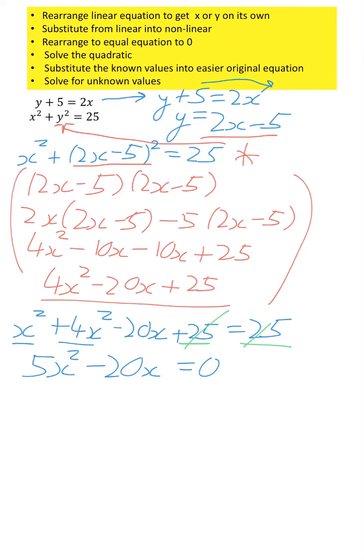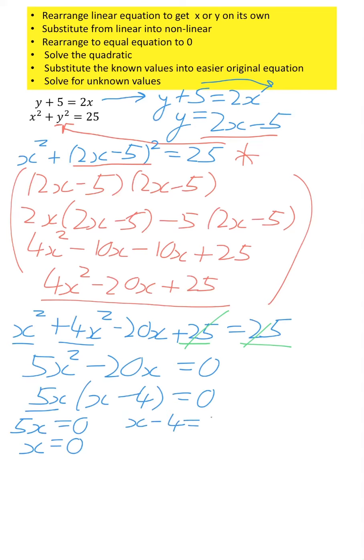So you can see here that we can factorize out 5x. Then we're left with x minus 4. So the 5x, equal that to 0. So 5x equals 0, which means x has to be equal to 0, because 0 divided by 5 would just be 0. And then x minus 4 equals 0. Bring the 4 to the other side. We have x is equal to 4. So we have two answers straight away now for this.